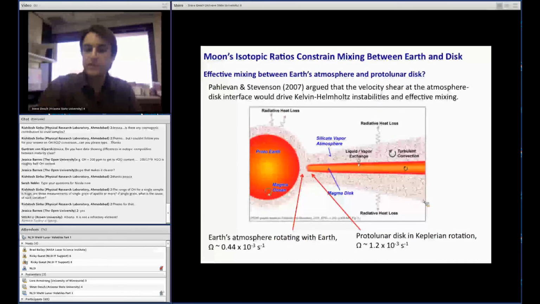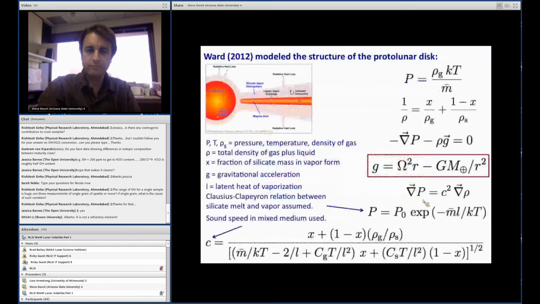Now, Pahlevan and Stevenson argued that there should be effective mixing after the protolunar disk forms, because the interface between the disk and the Earth's atmosphere is going to be unstable. The Earth is rotating maybe every 5 hours, but it's rotating at a rate that is much slower than the orbital velocity of this disk. So at that interface between them, there's a velocity shear. And that velocity shear between the two components ought to lead to instabilities like Kelvin-Helmholtz instabilities. And these should mix the material very well, and Pahlevan and Stevenson argued that it would. We've been investigating this, and there was a pair of LPSC abstracts.